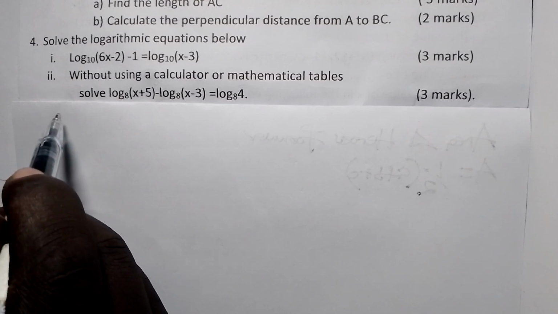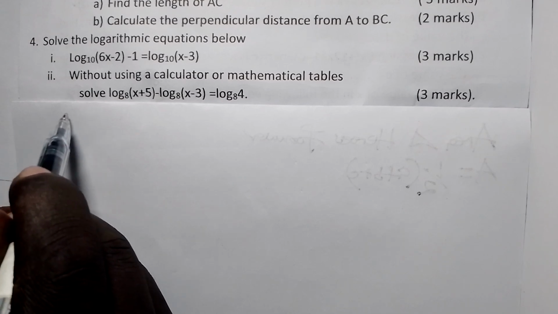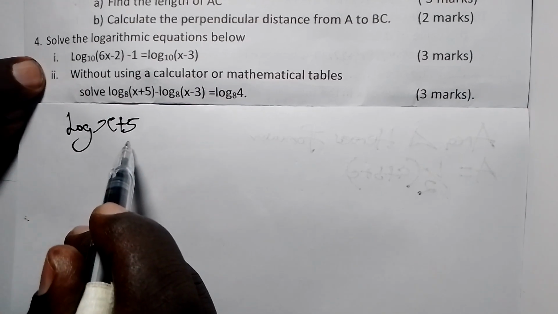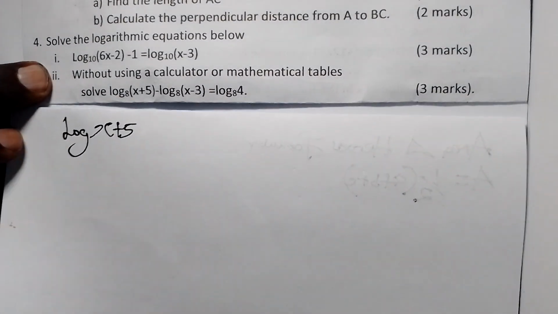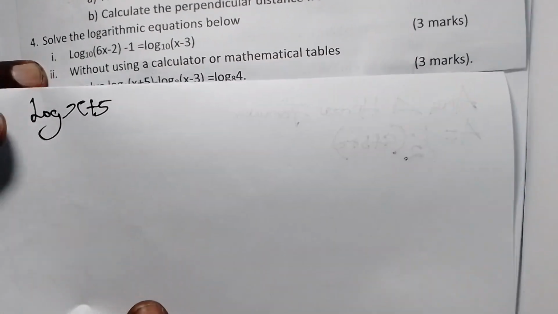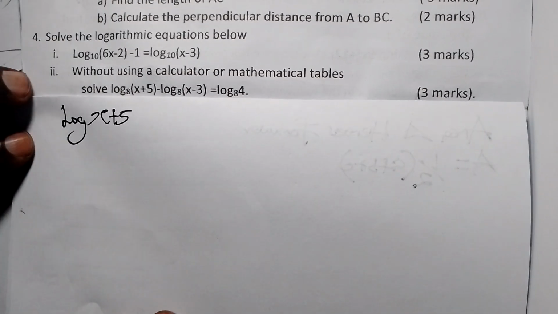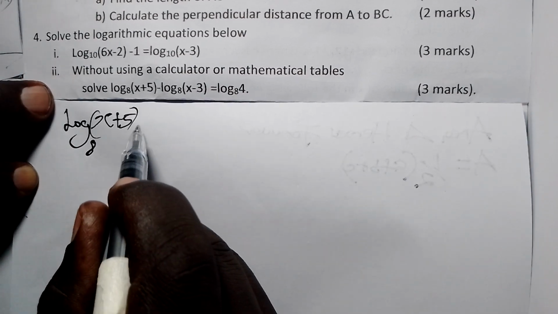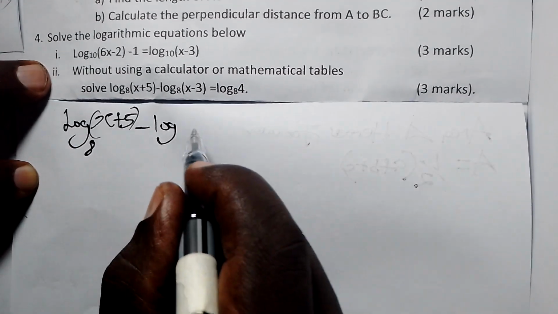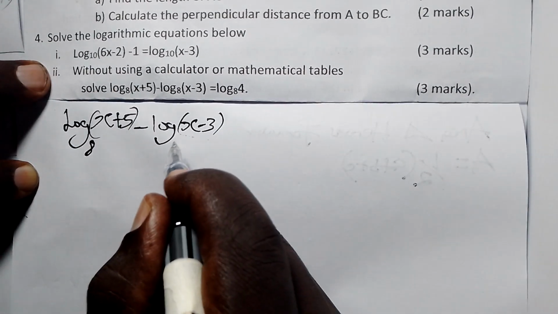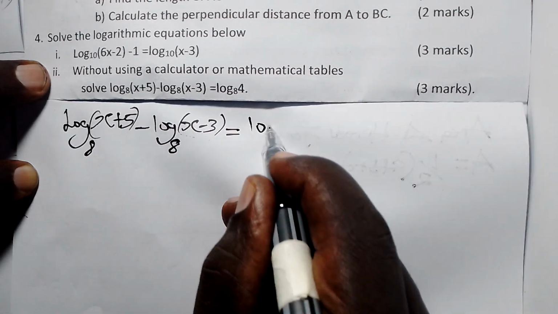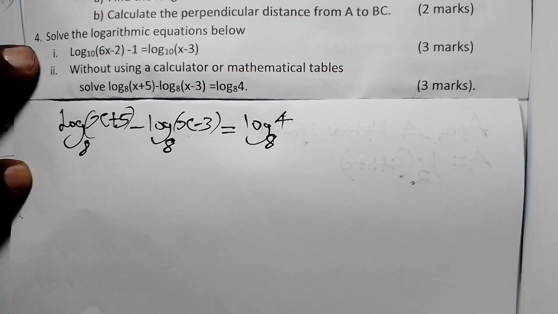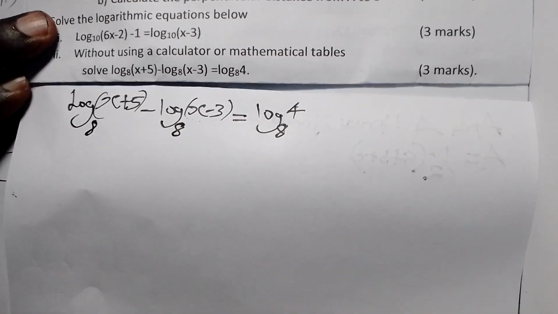You have the equation given as: solve the log of x plus 5 base 8, minus the log of x minus 3 base 8, to be equal to the log of 4 base 8.